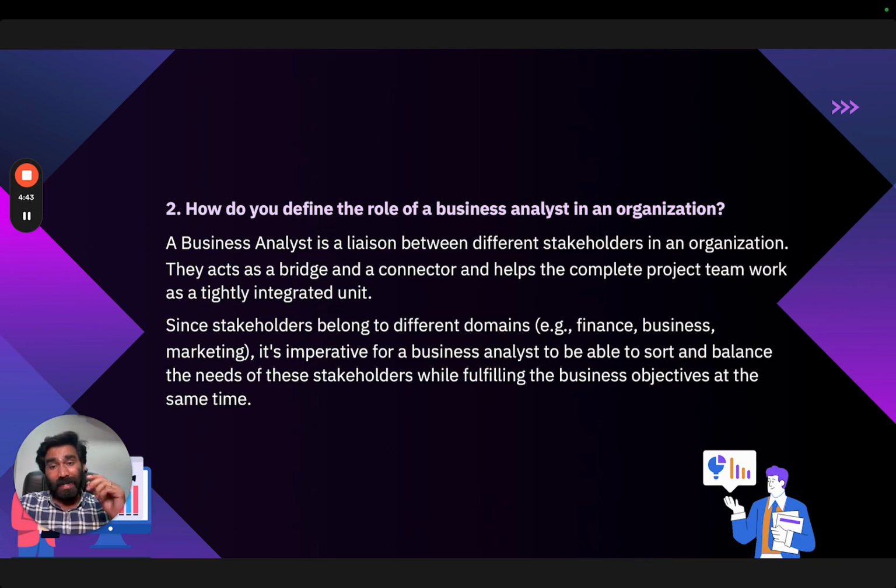Since stakeholders belong to different domains, such as finance, business and marketing, it's imperative for a business analyst to be able to sort and balance the needs of these stakeholders while fulfilling the business objectives at the same time. All right, so this is how you can answer what your role would be.